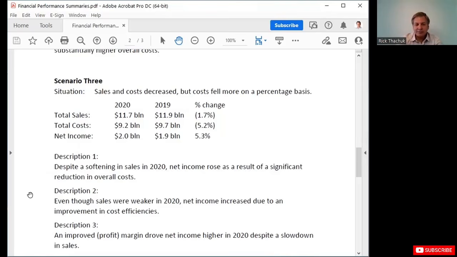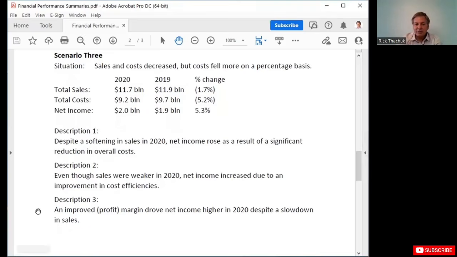Let's look at another description. Even though sales were weaker in 2020, net income increased due to an improvement in cost efficiencies. Even though is another indication that we are about to say something contrary to what you might expect, just like despite. We say net income increased due to an improvement in cost efficiencies. So what does that mean? That we were able to produce the same amount, say, at less cost. We were more efficient. This is a nice description because an improvement in cost efficiencies is a nice thing. It's always nice to be able to say that. And in this case, we are attributing the net income gain to that. So that's a very positive thing. Very nice way of characterizing scenario three.